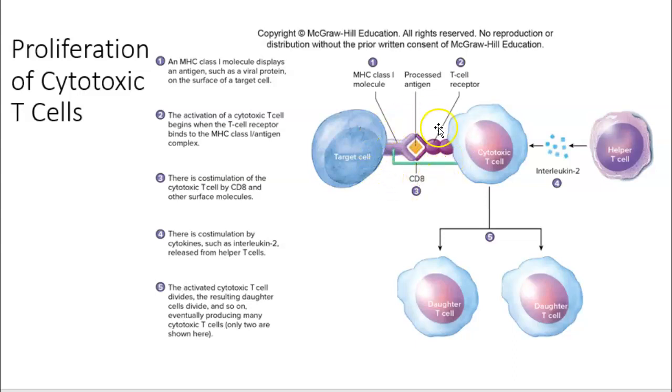If all of these things are in place, we have interleukin 2 from the helper T cell. We get binding of the antigen that's presented by this MHC class 1 molecule. And we have a CD8 marker coming out and binding to that MHC class 1 molecule. Then we can get activation of the cytotoxic T cell. Further activation, we can get proliferation and clones form.